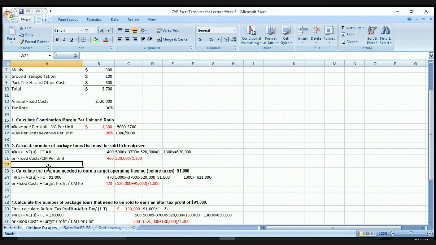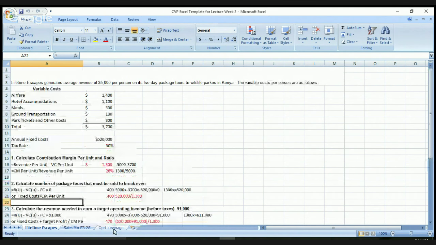And so that means that I take the 520,000 and divide it by 1,300, and that equals 400, or 400 units. So 400 people I have to sell this to.